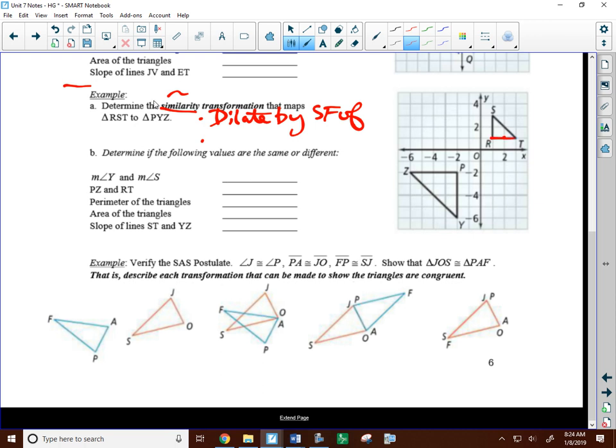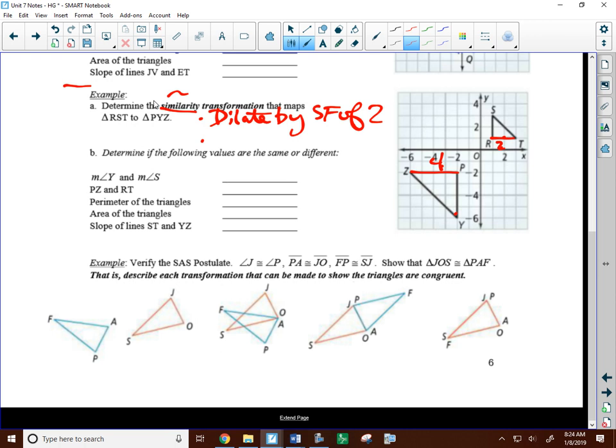So basically, look at the side lengths here. This one is a length of 2, this one is a length of 4. So the scale factor there to there is 2, multiplied by 2. Now be careful. If it had said big triangle to small triangle, you would have said 1/2.